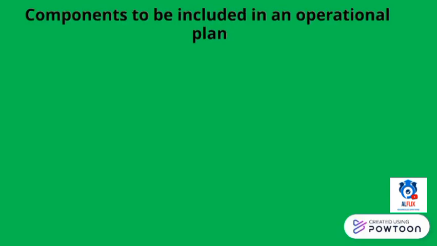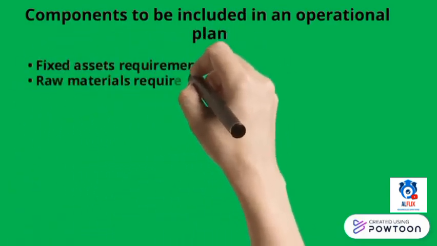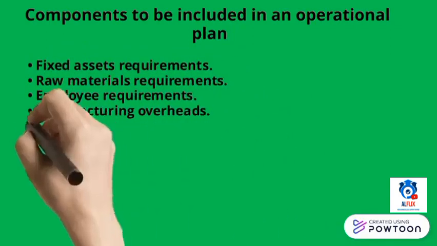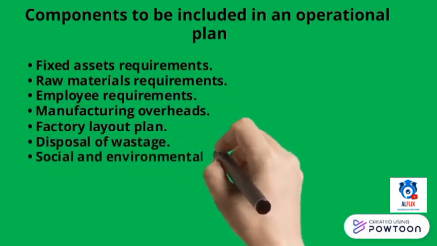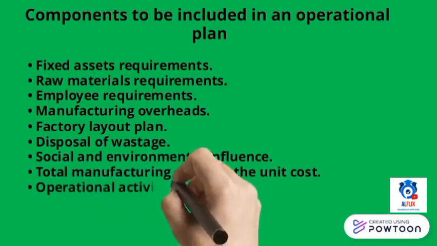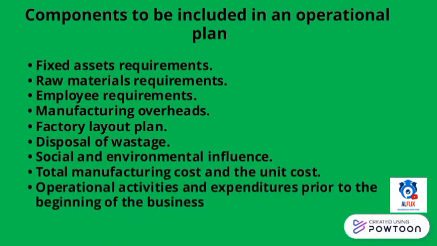Components to be included in an operational plan: fixed assets requirements, raw materials requirements, employee requirements, manufacturing overheads, factory layout plan, disposal of wastages, social and environmental influence, total manufacturing cost and the unit cost, operational activities and expenditures prior to the beginning of the business.